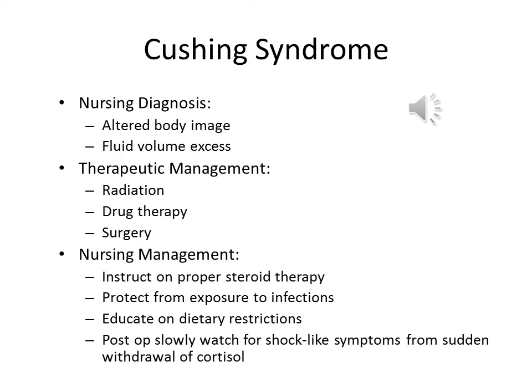Therapeutic management may include a combination of radiation, drug therapy, and surgery. The goal is to suppress the ACTH by the pituitary glands. Octreotide or Sandostatin will decrease cortisol levels. A drug called metyrapone will suppress cortisol secretions. That's M-E-T-Y-R-A-P-O-N-E. Radiation to the pituitary gland may suppress the ACTH production.